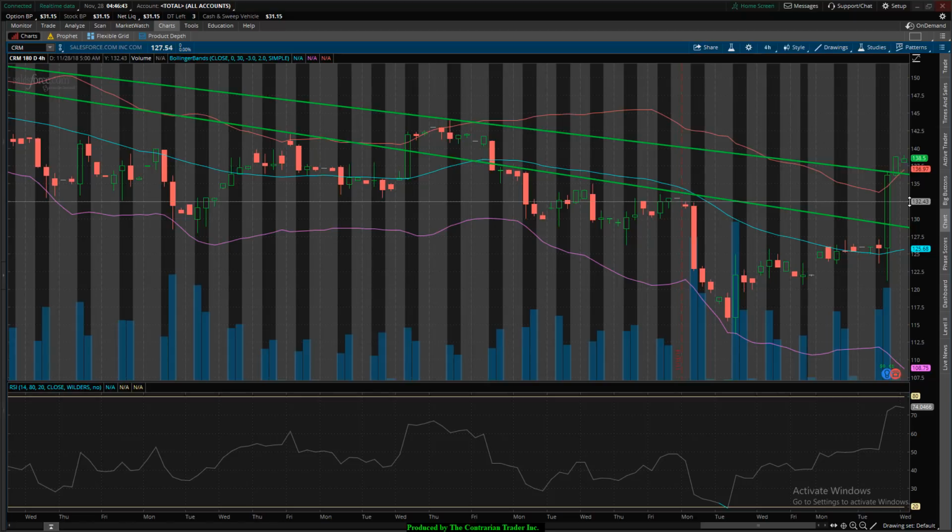But we need to get a pullback first, because the last time, as you can see back here, we were trading above the third standard deviation Bollinger Band, we got a pullback. Same deal back here. I'm not saying we're going to resume the downtrend. All I'm saying is we're going to get a pause that refreshes. We want to digest these gains, and that will be our opportunity to get long of CRM. So this morning, looking very sharp for CRM.